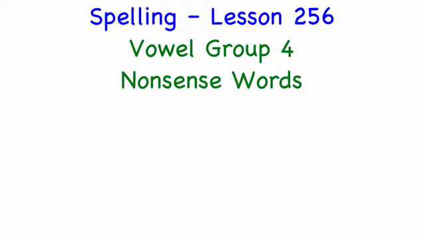We are in lesson 256, and in this lesson, we are working with nonsense words that contain vowel group 4 teams. Vowel group 4 is a new vowel category that we're introducing, and vowel group 4 is when two vowels join together and form a team, and the first vowel in that team will represent its long sound, and the second vowel will be silent.